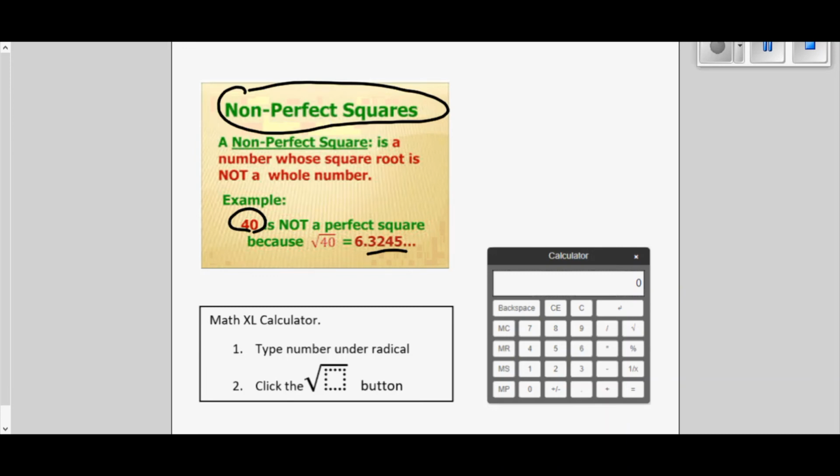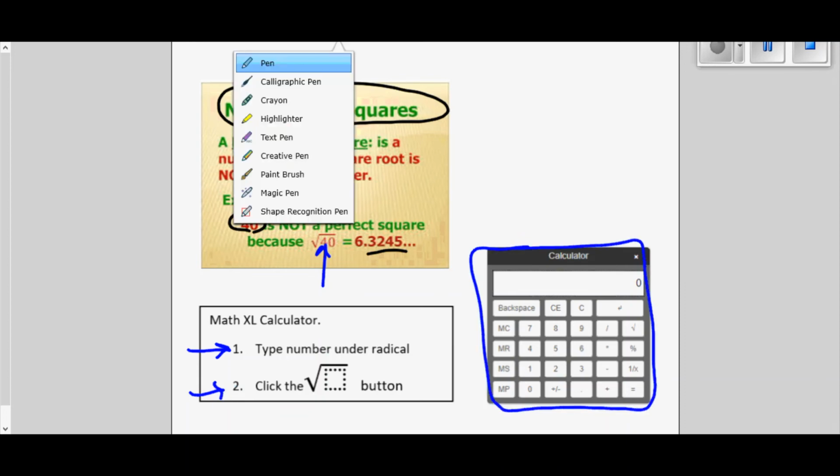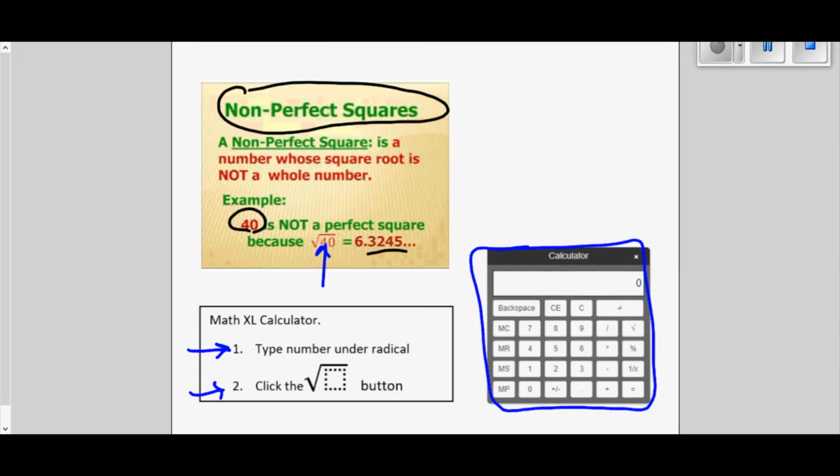So I've mentioned a couple times that you're going to use your calculator to help you in MathXL, and this is the way that you'll use it. So first you're going to type the number underneath the radical. So in this example up here, I would type 40 first because that's the number underneath the square root or the radical. And then we're going to click the square root button on your calculator. And in MathXL, this is your calculator, the one that I'm highlighting here in blue. The square root key is this thing right here that looks like a little check mark that I'm highlighting in green.